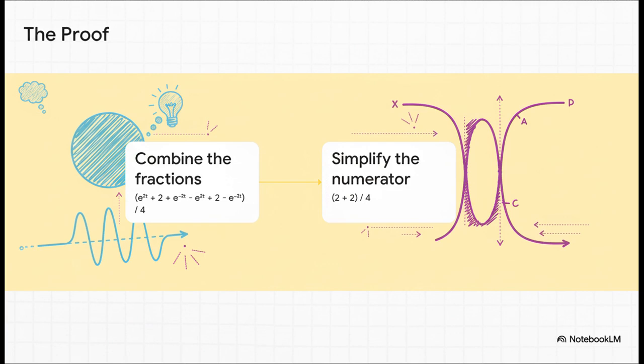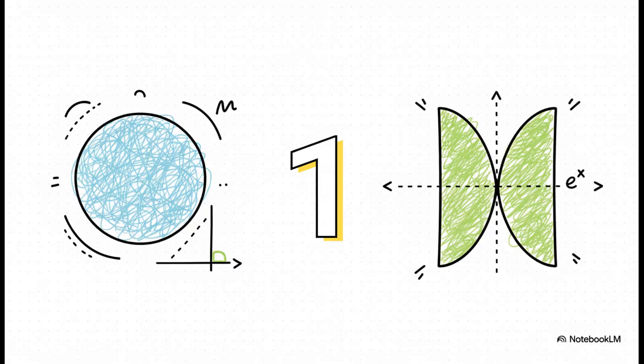Now we just combine everything over that common denominator of 4. And just watch what happens. The e to the 2t term cancels with the minus e to the 2t. The e to the negative 2t cancels with the minus e to the negative 2t. All that complicated exponential stuff, it just vanishes. And what are we left with? 2 plus 2 over 4. That's just 4 divided by 4, which equals 1.